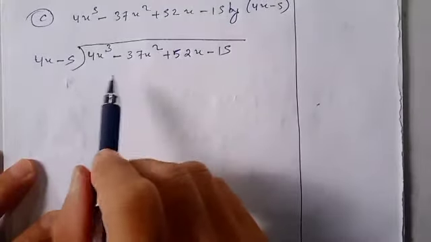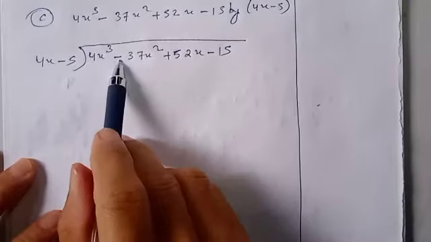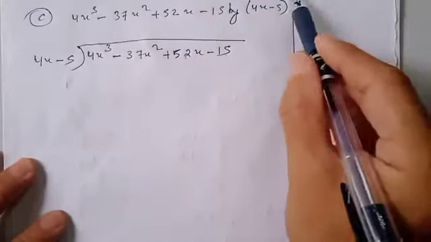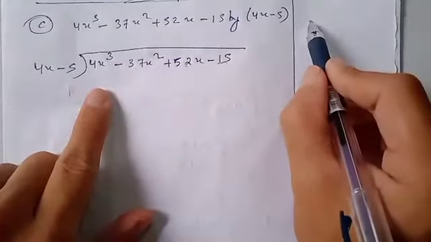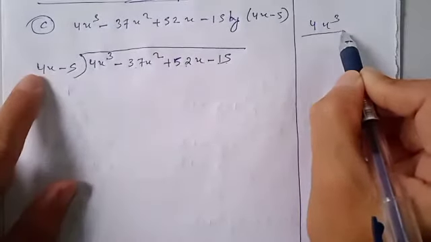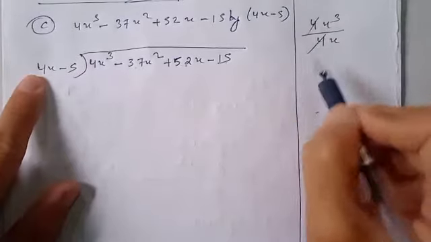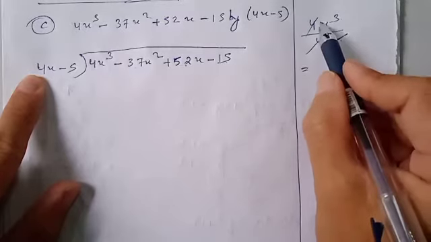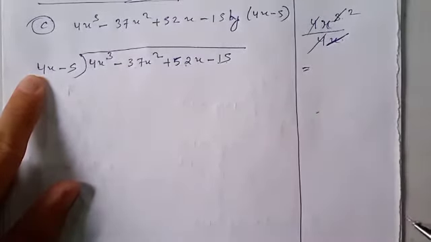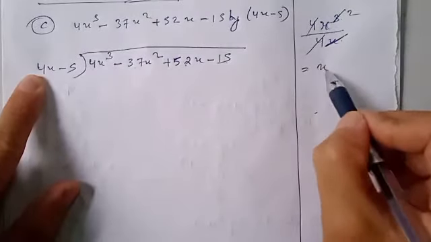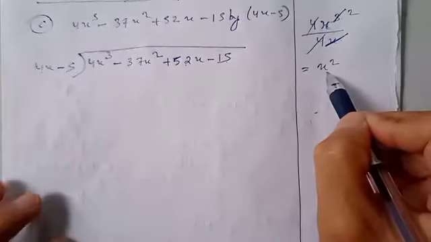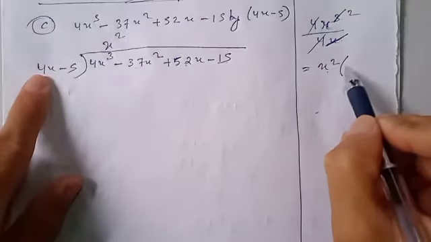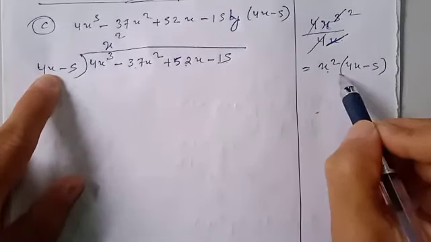Okay now let's try C. See, we have 4x to the power 3 minus 37x squared plus 52x minus 15 divided by 4x minus 5. Nothing new, let's follow the same steps. First, we have 4x to the power 3 divided by, again first term, 4x. 4 we can cancel. x to the power 3 and x, if we remove 1x in the denominator, we have to remove 1x, so x to the power 3 will become x squared, right? Then here we write x squared. Again x squared into the divisor, we have 4x minus 5, we have two terms, so inside a bracket.